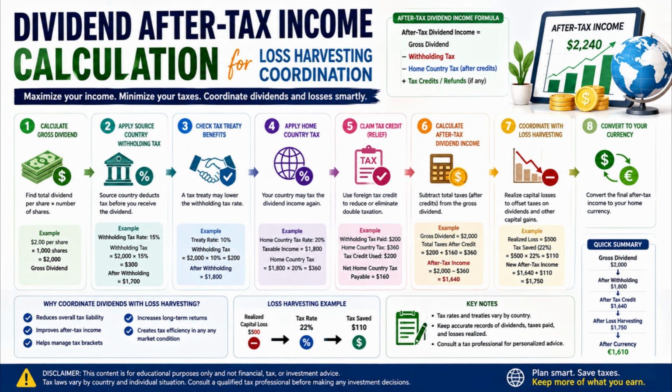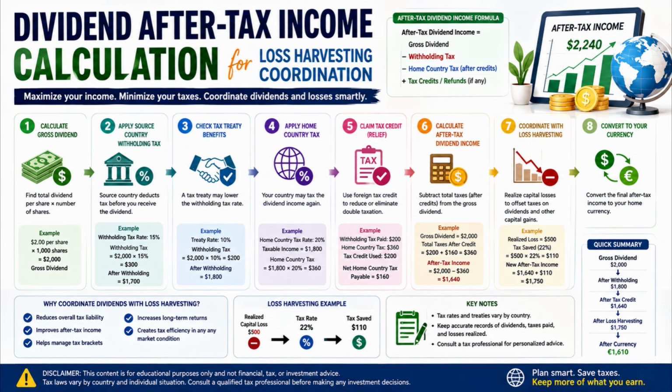You should save dividend statements, withholding tax documents, treaty forms, foreign tax credit details, realized losses, capital gains reports, and exchange rate information. These records make tax filing easier and help you clearly understand how much income you truly earned after tax. Overall, the key idea is simple.